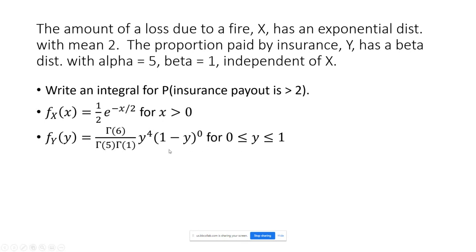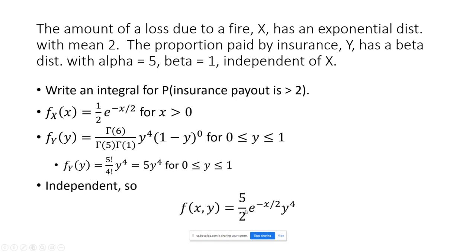So then the joint density of x and y is going to be the product of these. So we have 5 factorial over 4 factorial. So the 4 factorial is going to cancel with the 4 times 3 times 2 in the numerator here. So we just have 5 times 1/2, so 5 halves, times e to the negative x over 2 times y to the 4th for values of x greater than 0 and y between 0 and 1. Questions about this part?